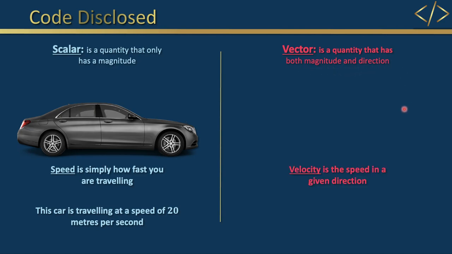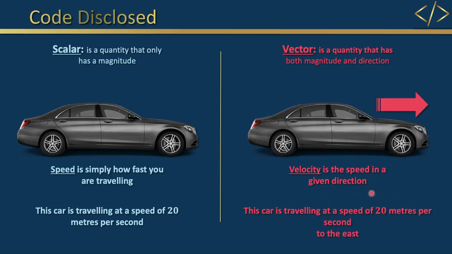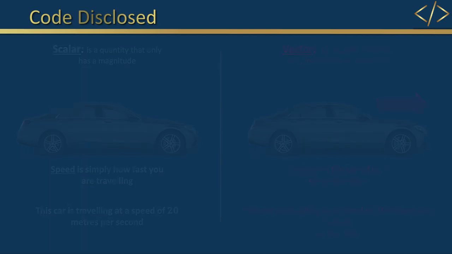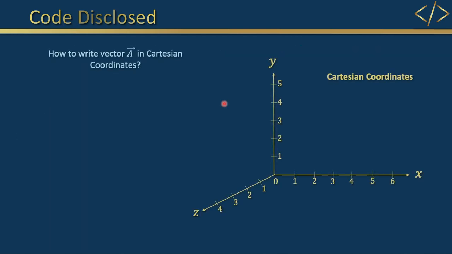As an example of this, velocity. Velocity is a speed in a given direction. So for a car, we can say that this car is traveling at a speed of 20 meters per second to the east. So adding this bit of direction allows us to express or represent a vector quantity. All right, so this is the difference between scalar and vector quantities, which will be very helpful later on in the video. All right, now speaking of vectors, how can we represent vectors or express vectors in coordinate systems?